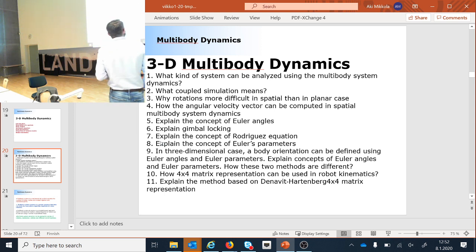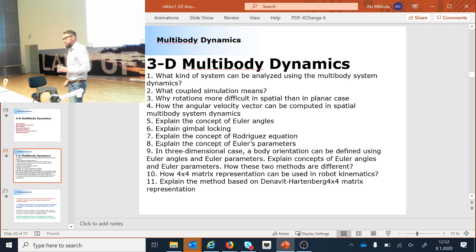Then, what kind of system can be analyzed using multi-body system dynamics? We will not discuss that today, but we can slowly get started.